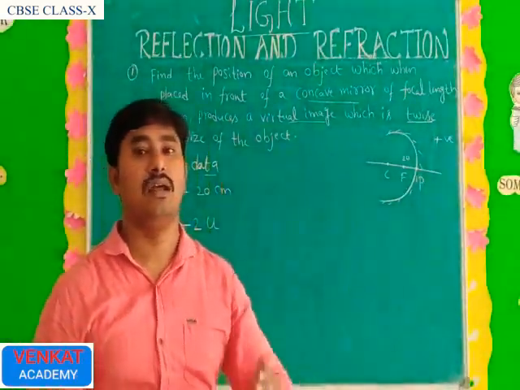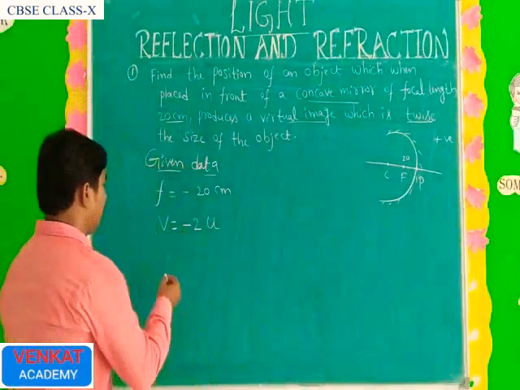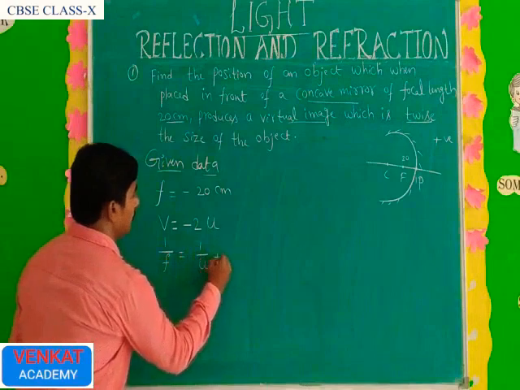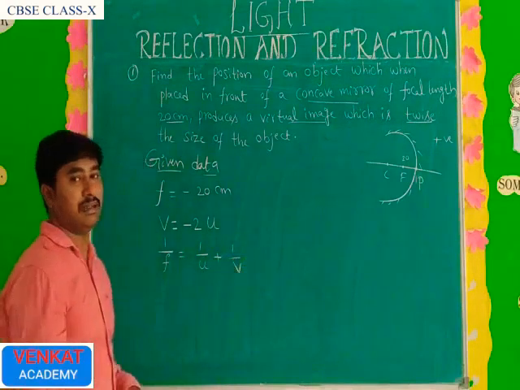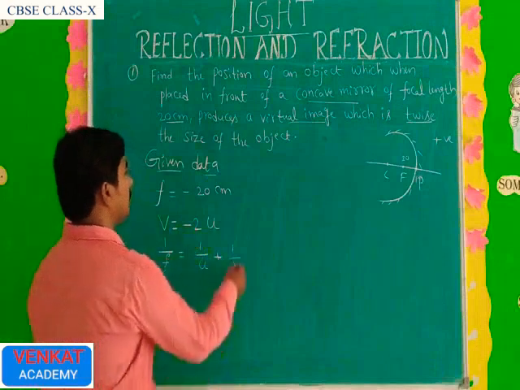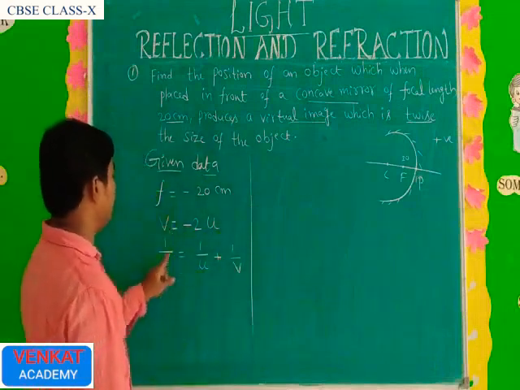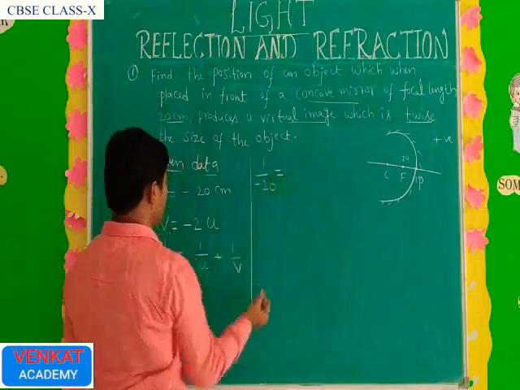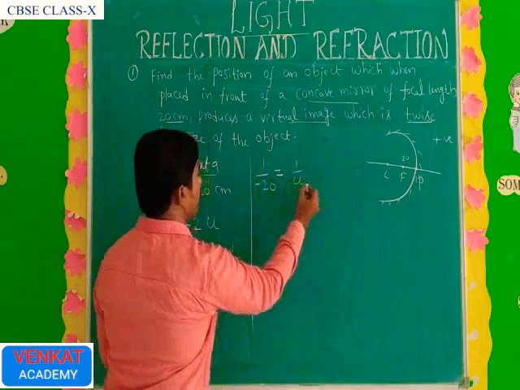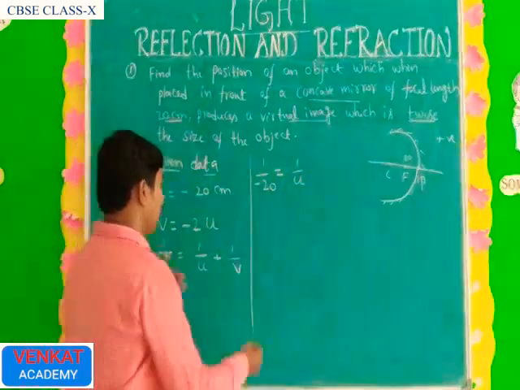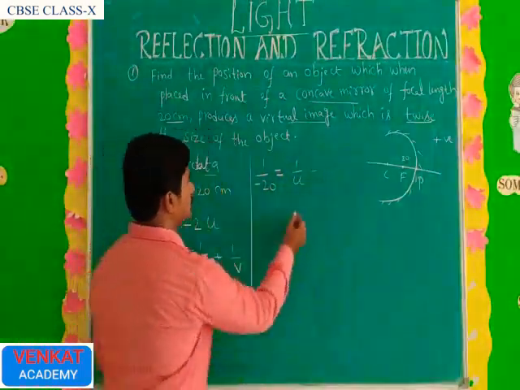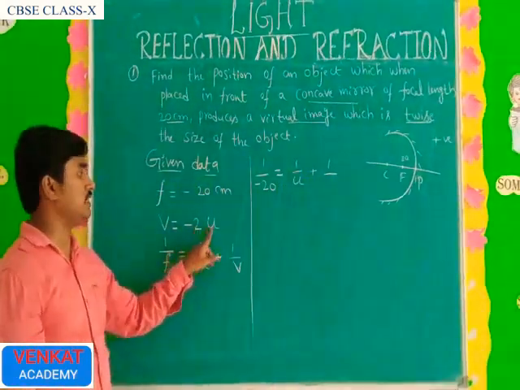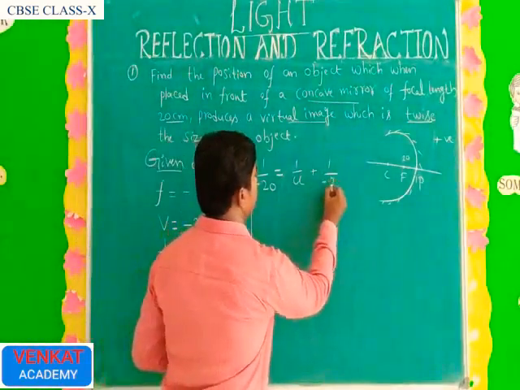Next, you have to go for the mirror formula. You know the mirror formula very well: 1 by f is equal to 1 by u plus 1 by v. Substitute these two values in the mirror formula. 1 by f means 1 by minus 20 is equal to 1 by u, since we don't know the u value, plus 1 by v. V is equal to minus 2u, so substitute minus 2u here.